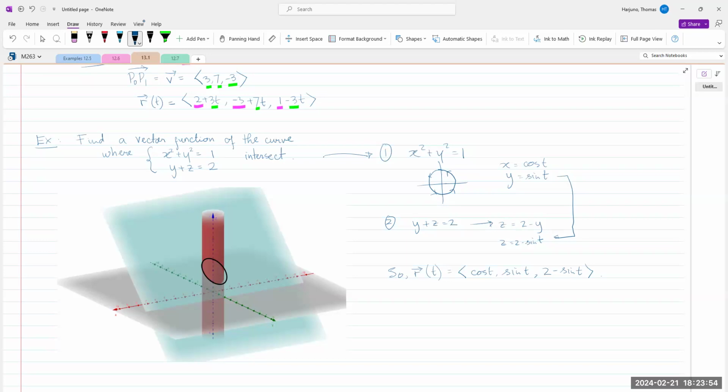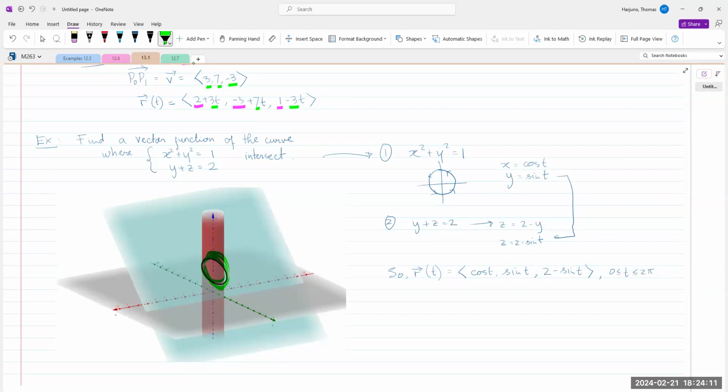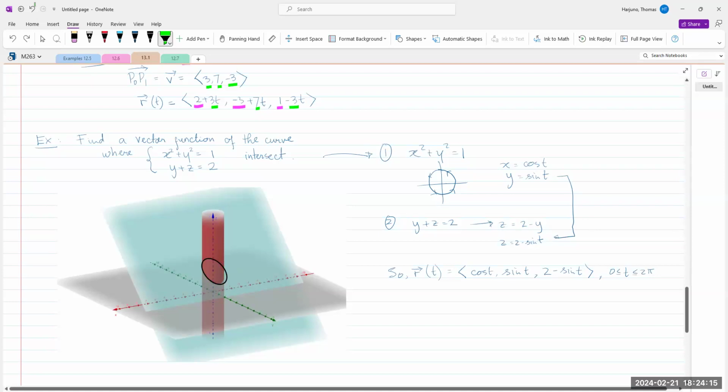Okay, and if you want, you can make t go from 0 to 2 pi, even though that's not necessary, because if t goes from negative infinity to infinity, this curve goes around and around and around forever. But if you limit t from 0 to 2 pi, then it will go only one round.